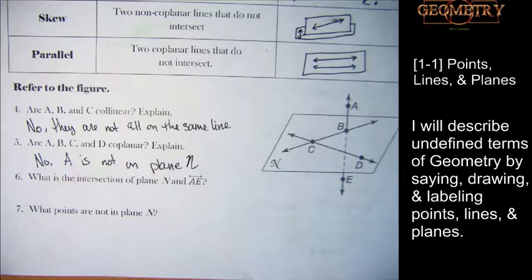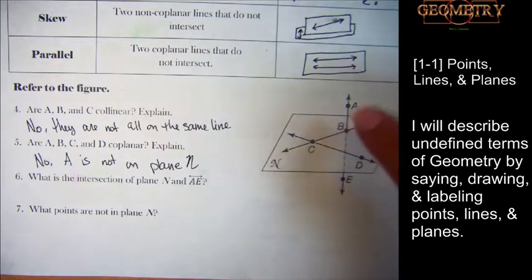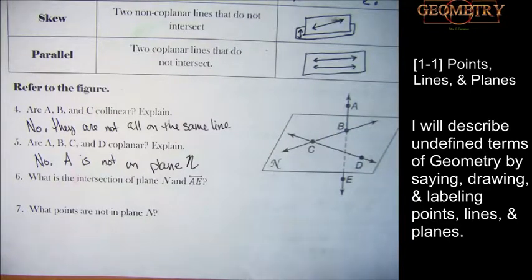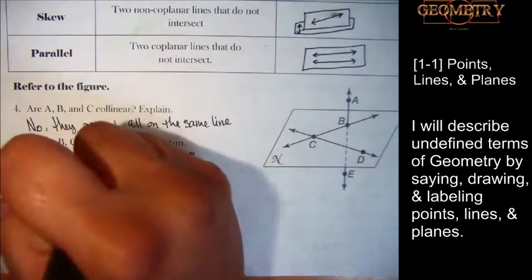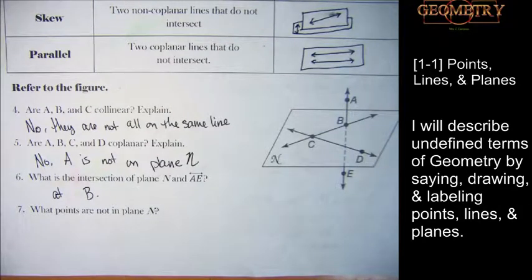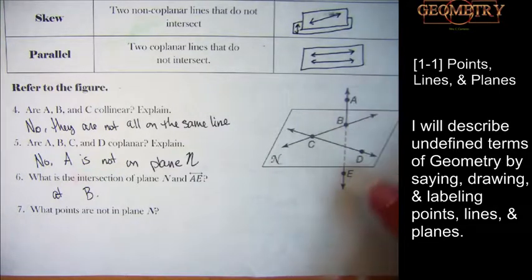What is the intersection of plane N and line AE? B. Where did the plane and the line intersect? At B. See the line? Now I know. See it? All right. At B. What points are not on plane N? A, because it's floating up here, and E, because it's floating down there.